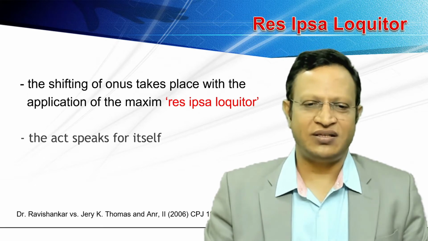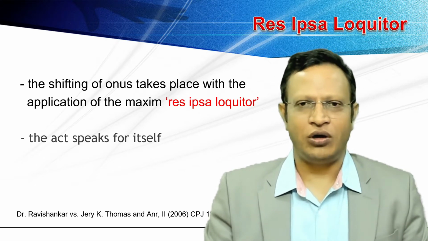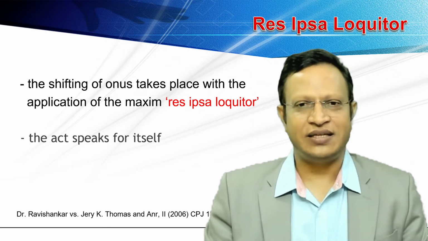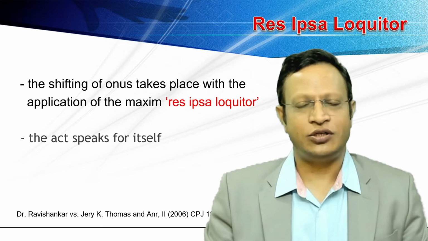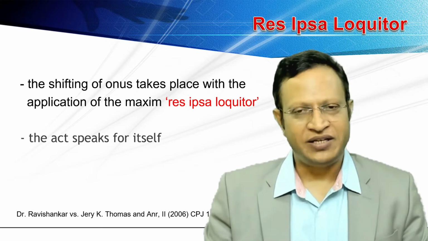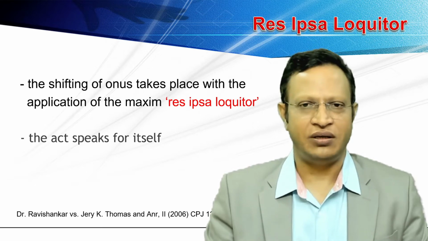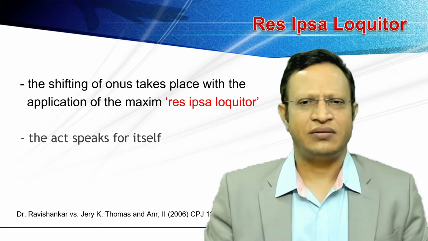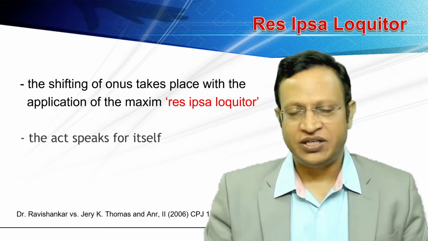In Ravi Shankar versus Jerry Thomas case, a patient goes to a doctor and nasal septal surgery is done, and the doctor forgets to remove the gauze which is there in the right nasal septum. The patient subsequently comes back to the doctor and says, "I'm still having pain and infection." The doctor gives antibiotics.